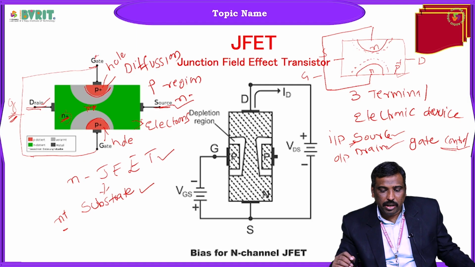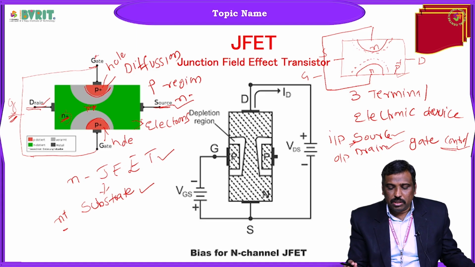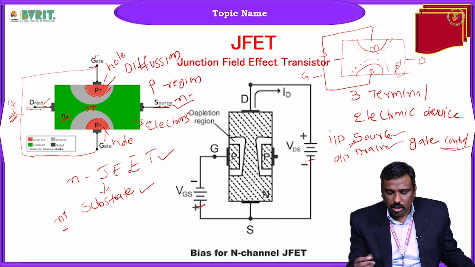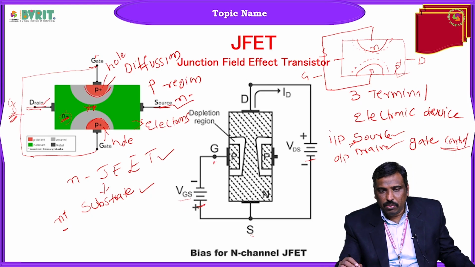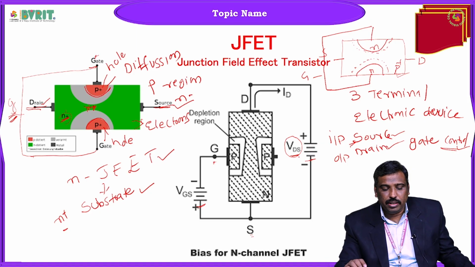Next, how does it operate? By adding a DC power supply. Here, having three terminals, how many power supplies do we need to connect? We need to use two power supplies. One is between the gate and the source, which we call VGS, the gate to source voltage. The second power supply is connected between drain and source, which we call VDS. So we have two power supplies, one is VGS and the second one is VDS.